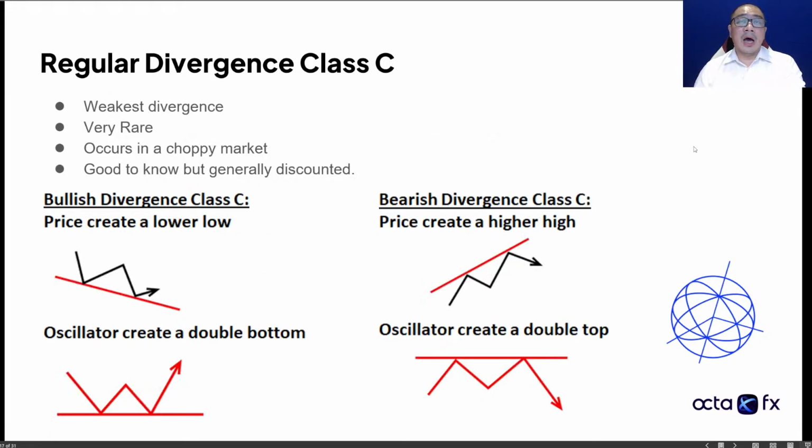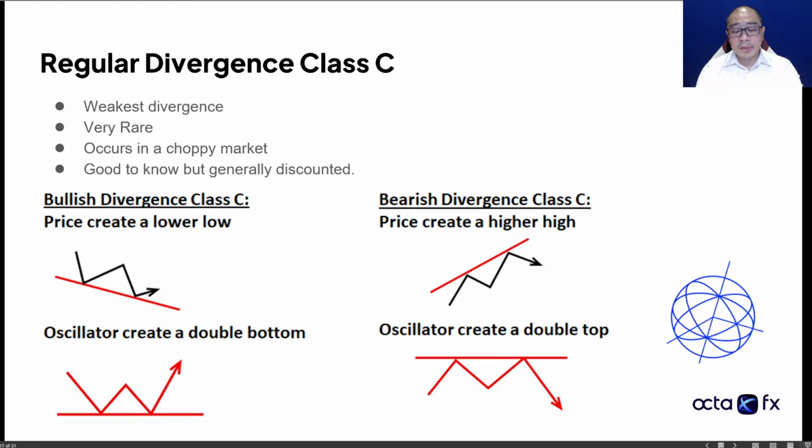Okay. The last regular divergence, which is a class C divergence, it is the weakest divergence. It's very rare. In my 20 years of trading, basically, I only look at this situation where we have a class C divergence about maybe 2-3 times. That's basically around 2008 and then one more around 2012. It's really rare. It only occurs in a very confused, very choppy market. It's good to know, but generally discounted.